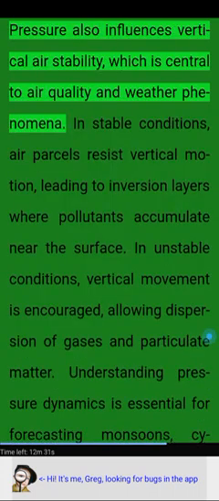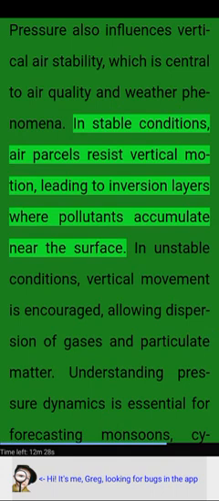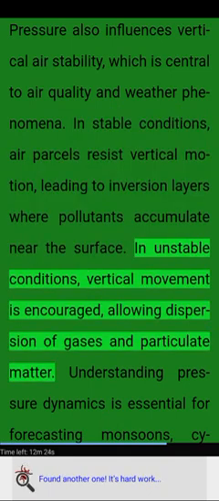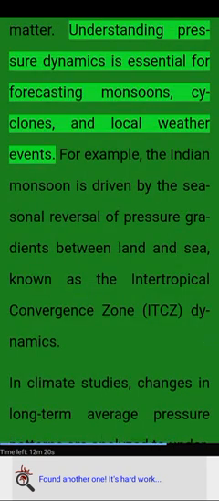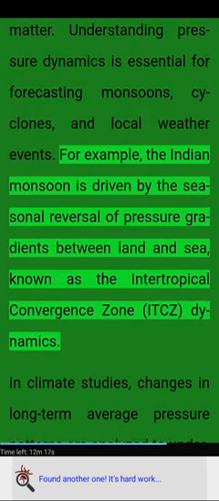Pressure also influences vertical air stability, which is central to air quality and weather phenomena. In stable conditions, air parcels resist vertical motion, leading to inversion layers where pollutants accumulate near the surface. In unstable conditions, vertical movement is encouraged, allowing dispersion of gases and particulate matter. Understanding pressure dynamics is essential for forecasting monsoons, cyclones, and local weather events. For example, the Indian monsoon is driven by the seasonal reversal of pressure gradients between land and sea, linked to the intertropical convergence zone (ITCZ) dynamics.